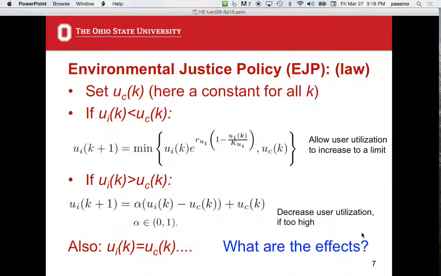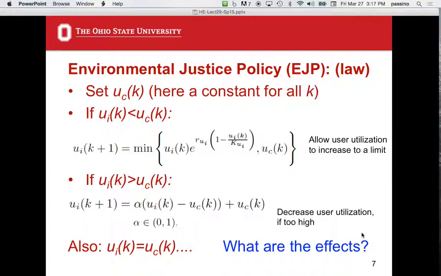So what happens here is, as I say, the ones that are utilizing too much, you've got to reduce the difference by some percentage. You should think, oh, that's like wealth distribution policy. Yep. Only now I make everything relative to this UC. Okay? Keeping it really simple. Everybody okay with that one?